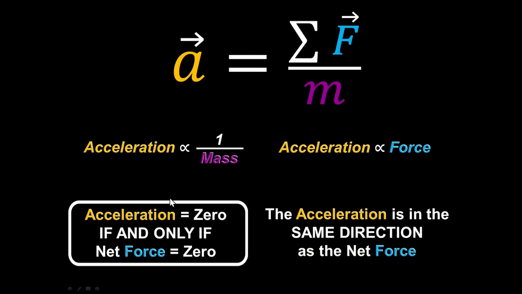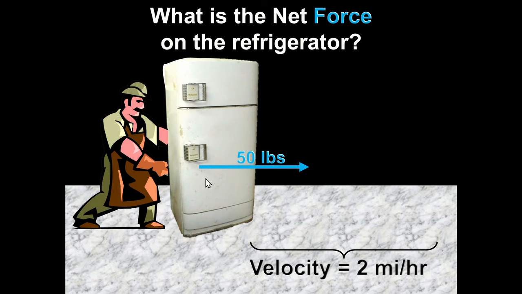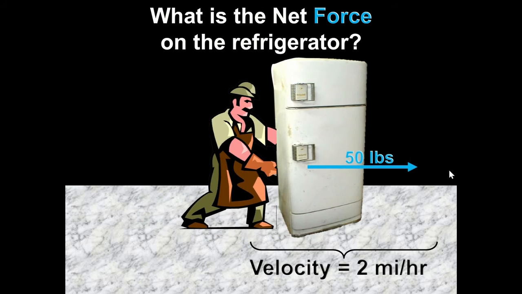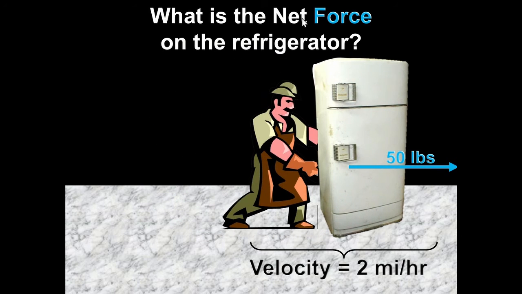Let's look at this one. The acceleration is 0 if and only if the net force is 0. So this person is pushing with 50 pounds of force on this refrigerator and moving it across the floor at 2 miles per hour. What is the net force on the refrigerator? Students are tempted to multiply those two numbers, or maybe divide those two numbers. But the question is, what's the net force on the refrigerator? And the answer is 0. It was going at a constant velocity. It was not accelerating, so the net force had to be 0.